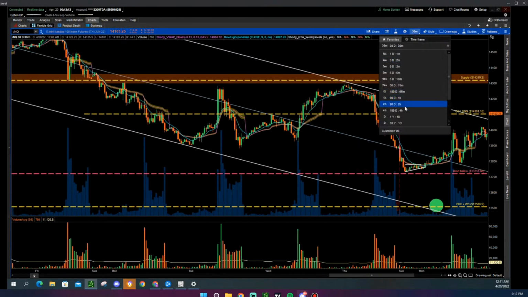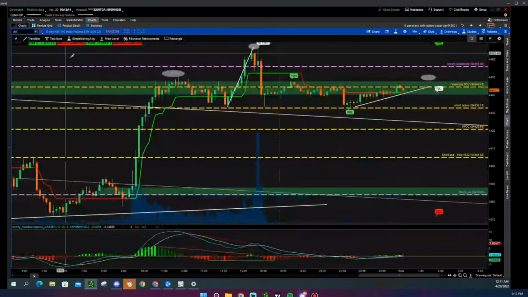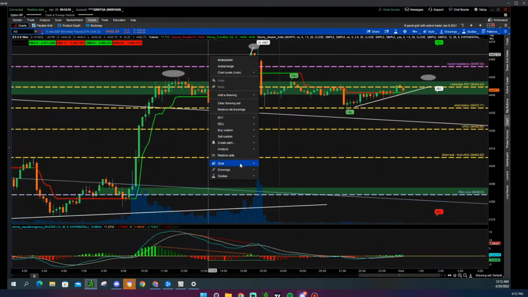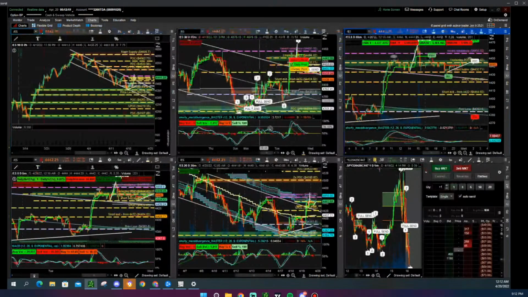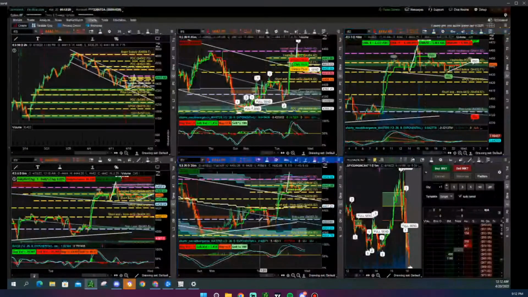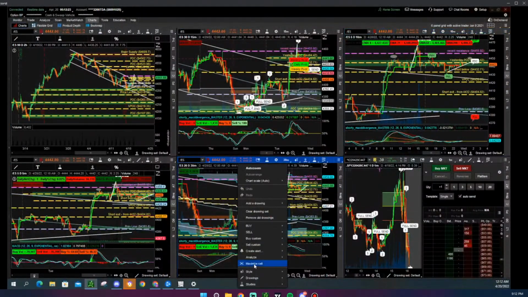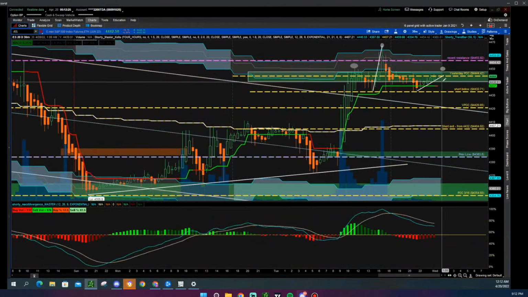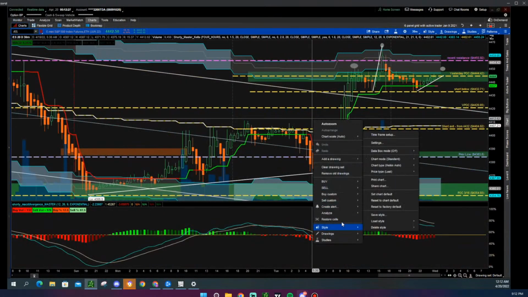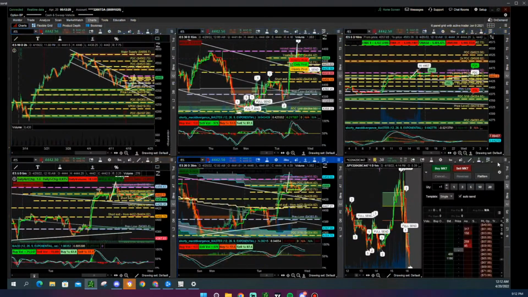No. What did it hit? What did NQ hit today to come back down? Okay. 4 hour for that. 4 hour top.